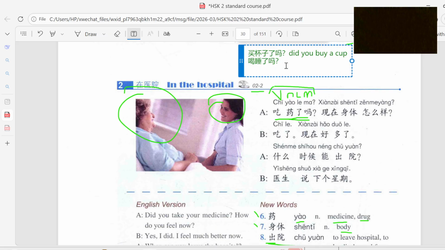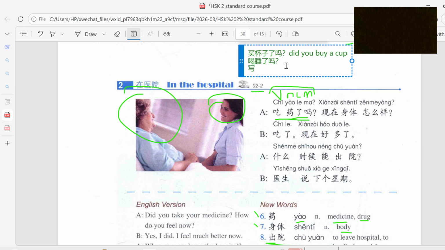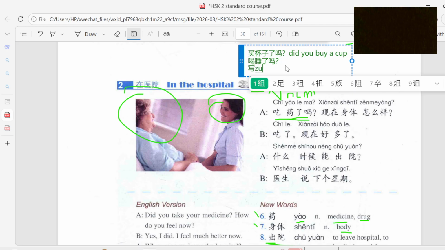Sometimes I come to your inbox in WhatsApp and ask if you did homework. I'll be like, okay, 写, which is to write. 写 verb, then plus noun. What is the noun? Homework. 作业. 写作业, then plus le and ma.